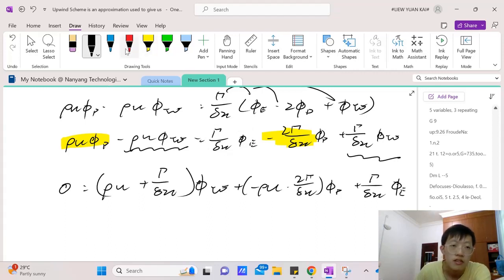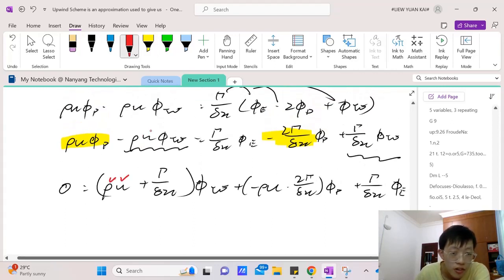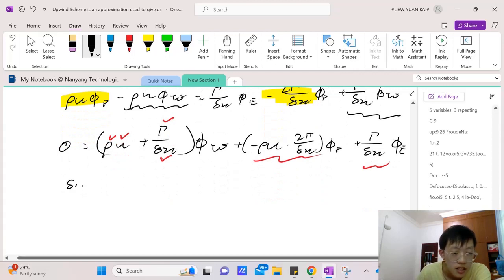So now you go back to the question and you substitute all the values, right? They already give you rho, u, gamma, and you can find delta x. So you substitute all these values in and you should be able to get, so sub values. Remember it's from the question and you should be able to get this.